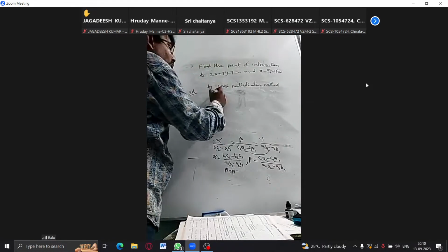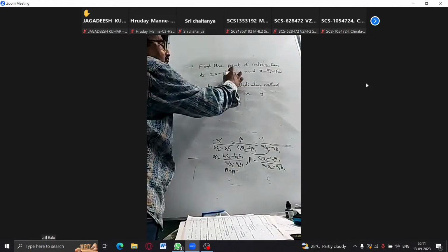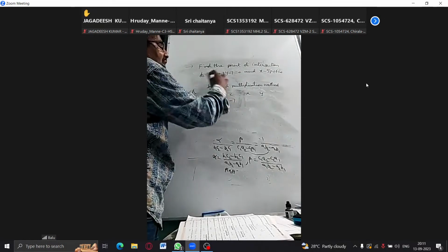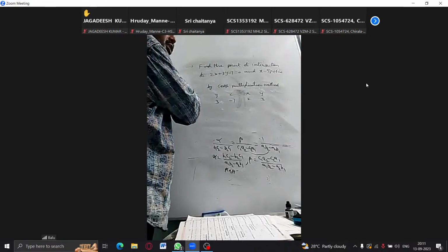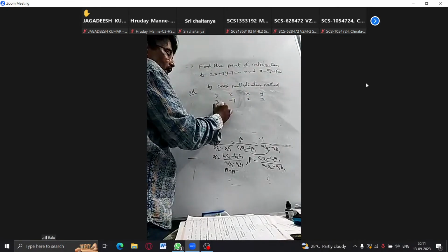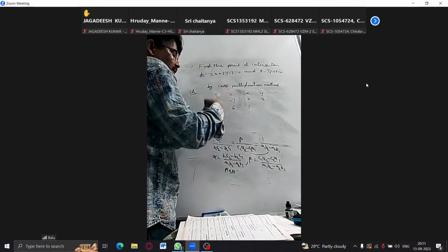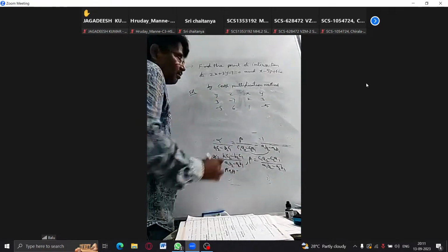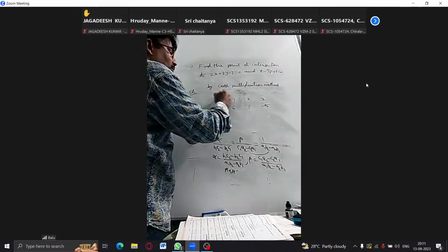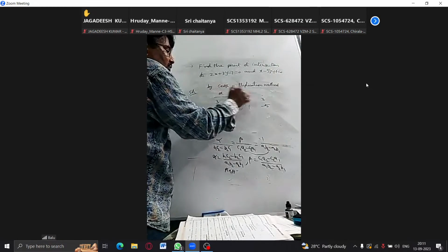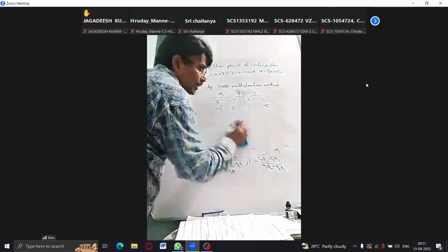First of all, x, y, c. From the first equation, x value is 2, y value is 3, constant is minus 7. Now take the second equation: x value is 1, y value is minus 5, c value is 6. So the first value is x, second value y, last is constant. Now simplify this one.